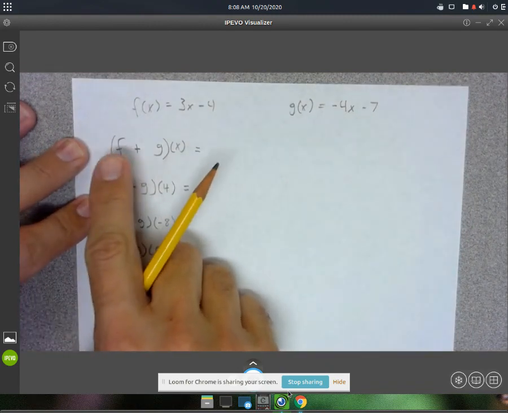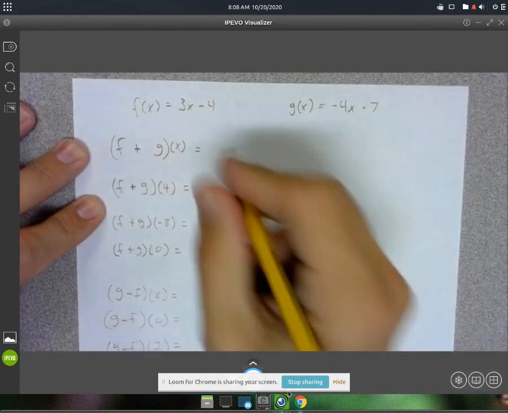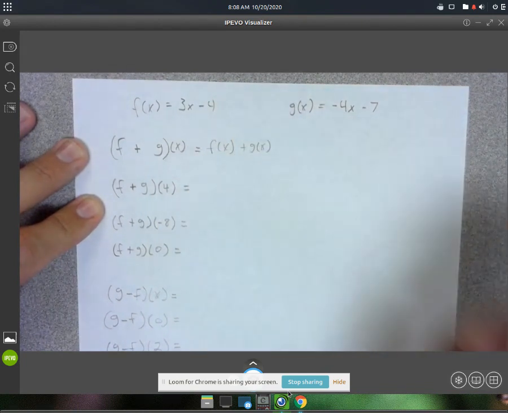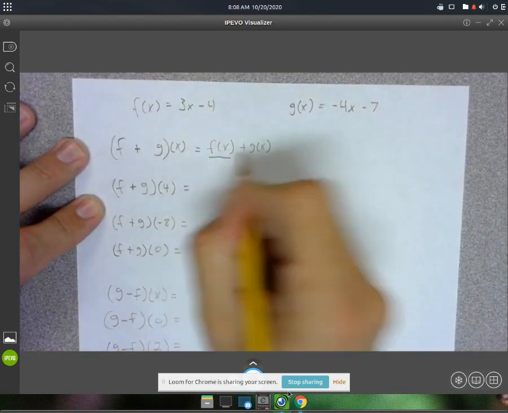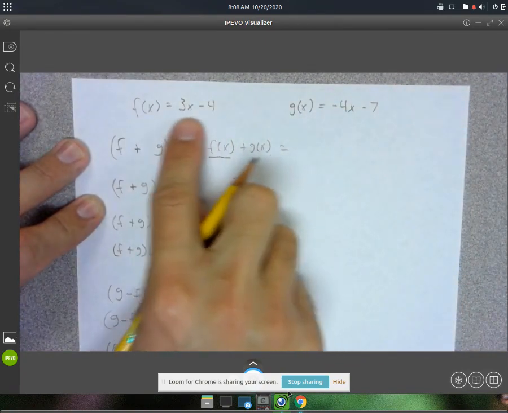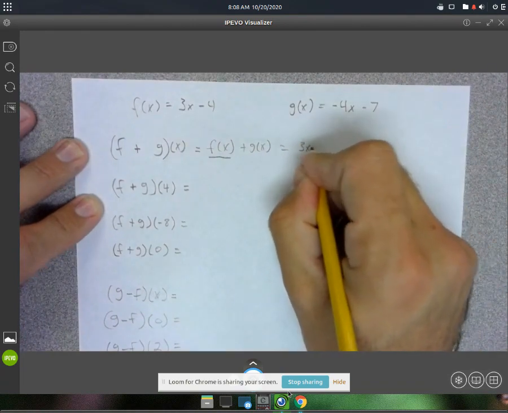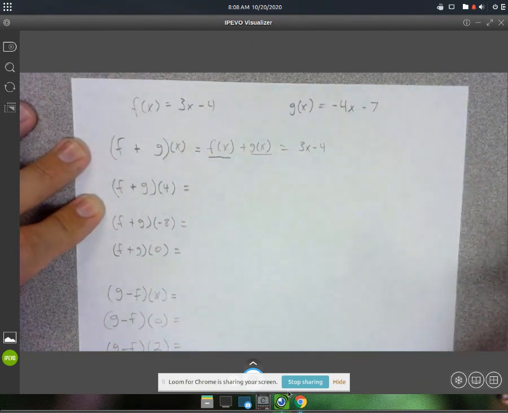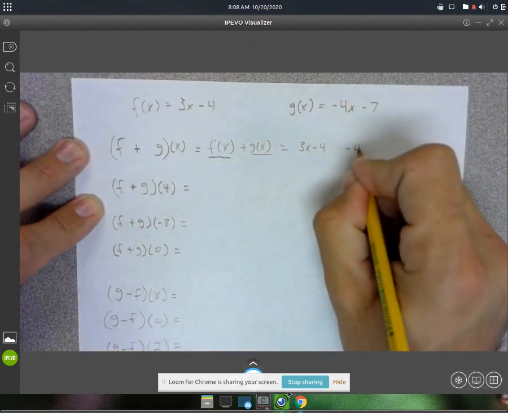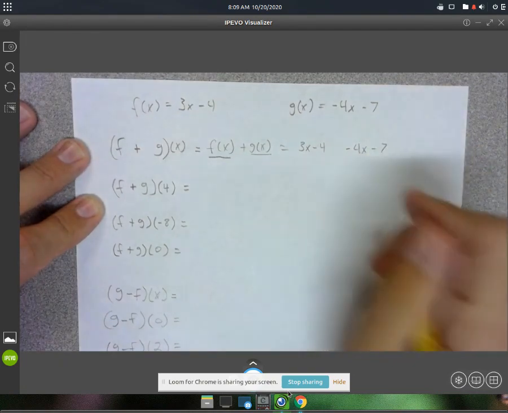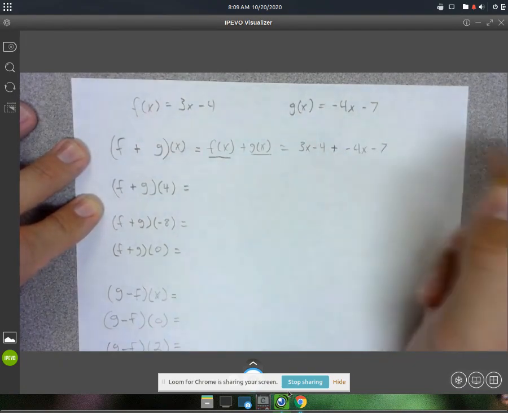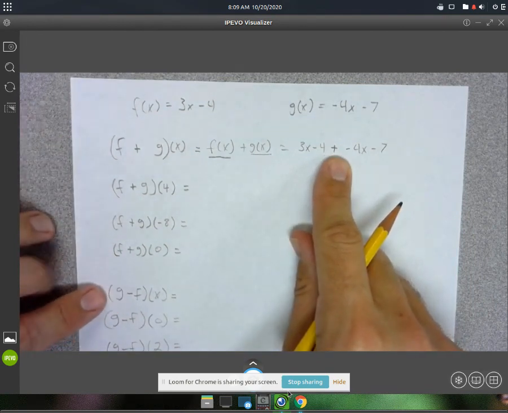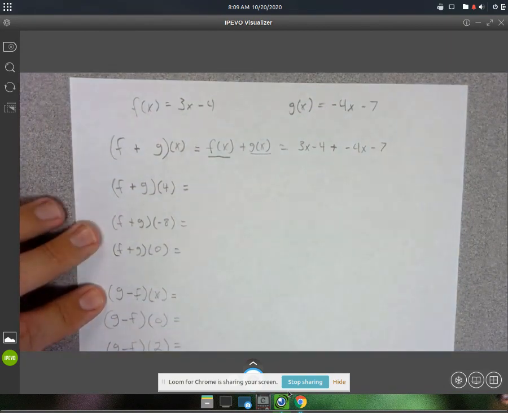All right, so instead of saying f plus g of x, you could rewrite it as f of x plus g of x. f of x is equal to 3x minus 4, and g of x is equal to negative 4x minus 7. You'll notice here I'm not putting these in parentheses. When you're adding them, you actually don't have to. But when you're subtracting them, like down here, it is going to be important that you put them in parentheses.